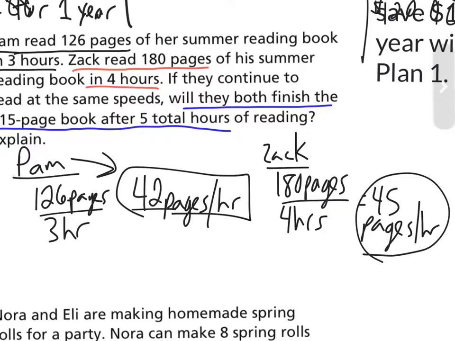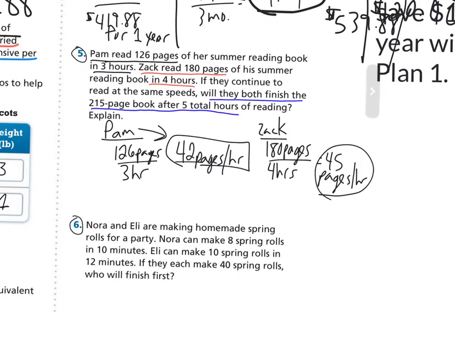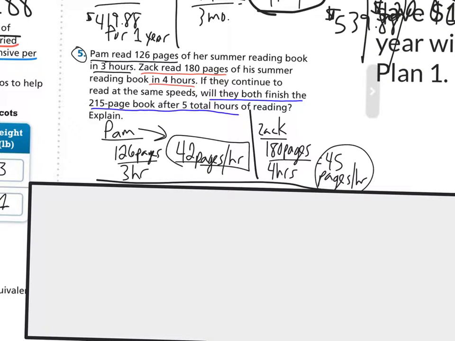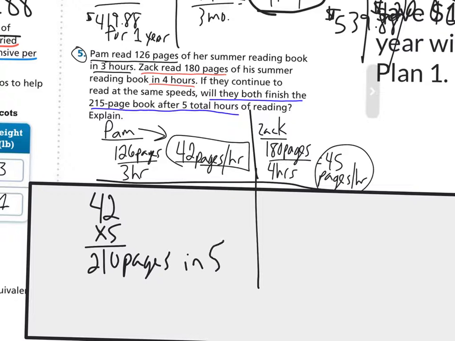So that's telling us how much they could read in 1 hour. We could then take those amounts and figure out how much they could read in 5 hours. We just take those rates times 5. So for Pam, if we take 42 times 5 is 210. So Pam could read 210 pages in 5 hours, which is not going to be quite enough.